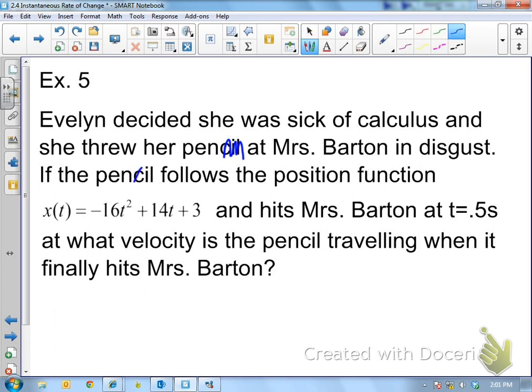If the pen follows the position function, negative 16t squared plus 14t plus 3, which I will have you know is an actual, if you've done any physics, which I think some of you have, the actual throwing an object function. And it hits Mrs. Barton at 0.5 seconds. So what velocity is the pencil traveling when it finally hits Mrs. Barton?